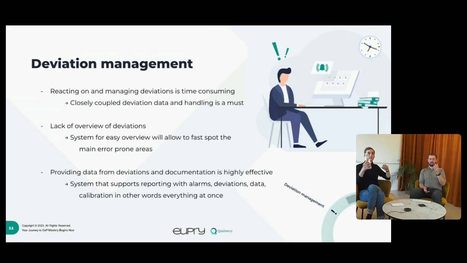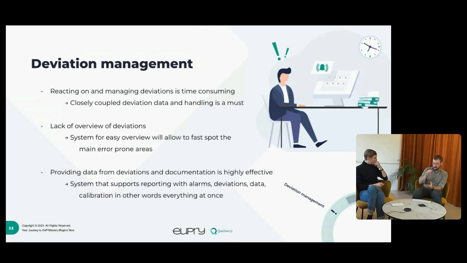Absolutely. And I think that transitions us very well to the last point here, which is providing data from deviations and documentation together. It's such a time saver. Being able to have one system that can handle the information from the alarm, any sort of deviation management, the data, and the calibration certificate all in one place is really a cost-effective driver, an effectiveness driver in this, because those are all the elements that you need in order to handle an alarm or a deviation effectively.